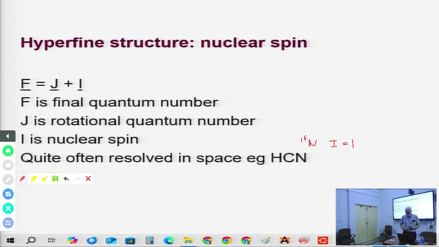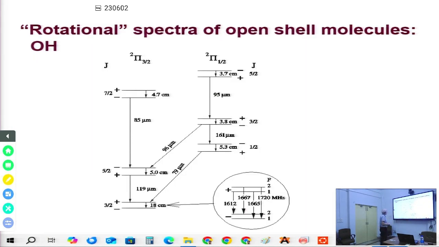A molecule which has both the rotational spectrum and fine structure and hyperfine structure is OH. And OH is part of the glorious 4. So earlier I talked about how radio astronomy came about as a byproduct of work on radar. Before then there were 4 molecules known in the interstellar medium.